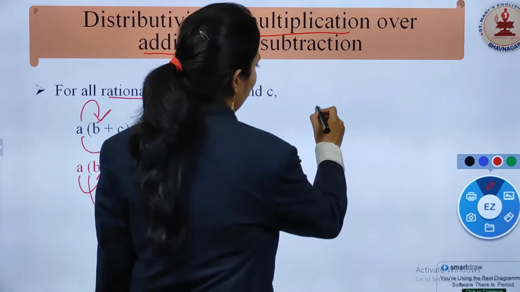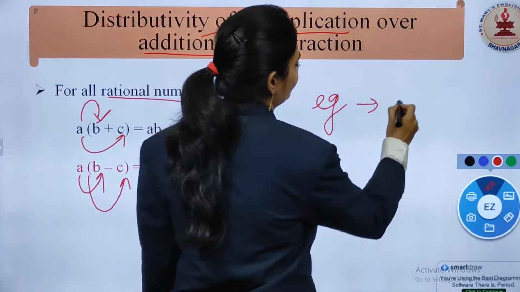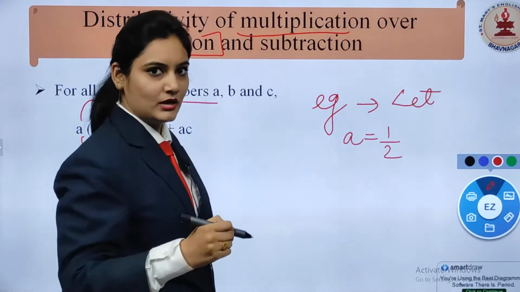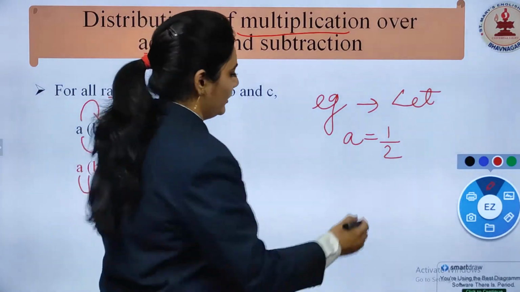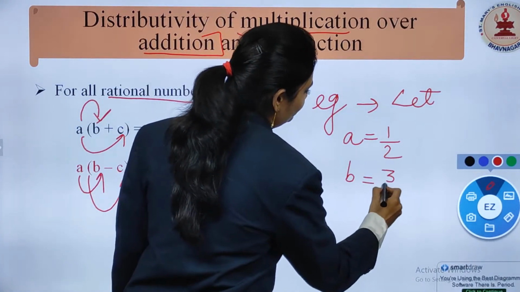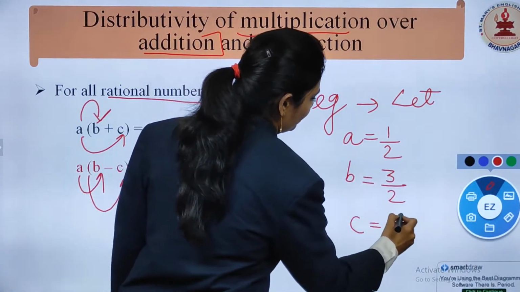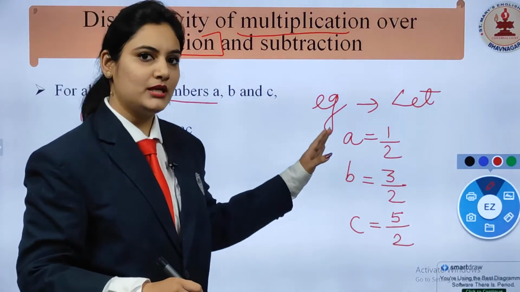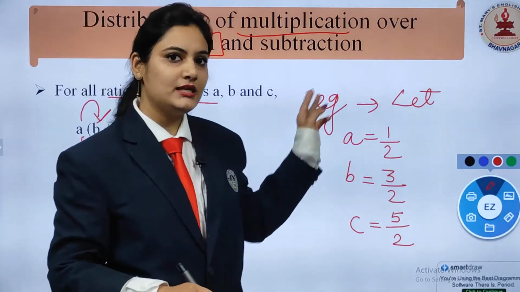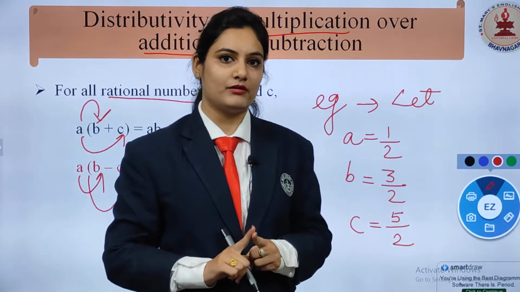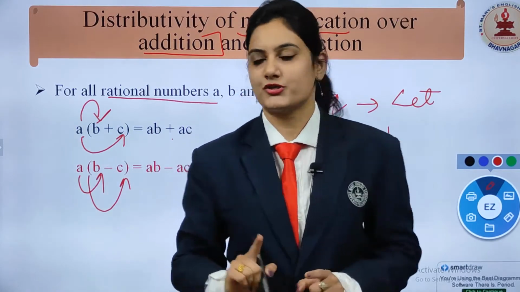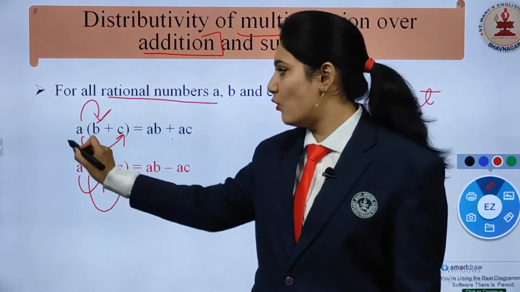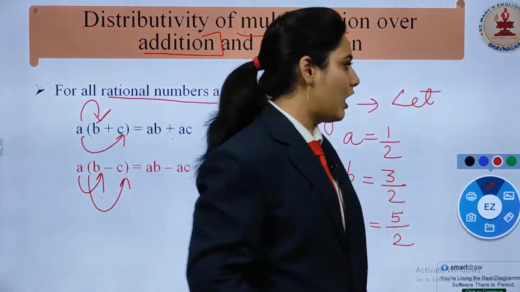Okay, now taking an example, let's suppose a is equal to 1 by 2. I am taking any random rational number. Okay, b I am taking 3 by 2 and c is 5 by 2. So a is 1 by 2, b is 3 by 2, c is 5 by 2. These three rational numbers I have taken and I will solve one question, that is distributivity of multiplication over addition. Okay children, now how to solve this?